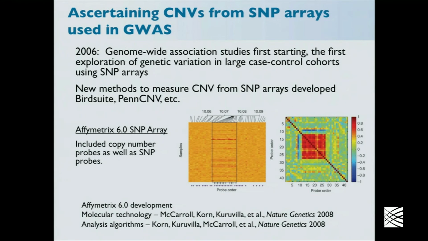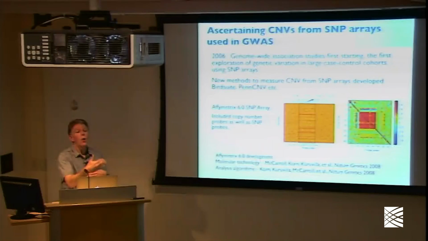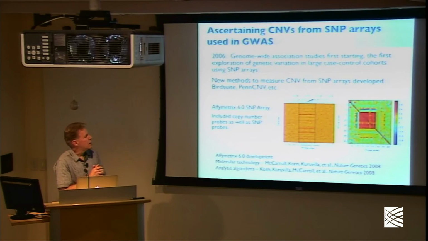But people realized that you could look at that fluorescence and not just look at the A versus C ratio, but you could actually look at the raw intensity of that signal, and you could get information about the abundance of DNA. And from this, you could detect copy number changes. If you actually have more copies of the DNA, you're going to have more total intensity on the SNP array.